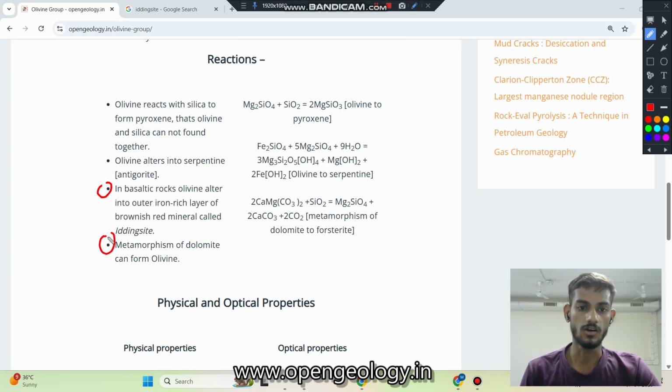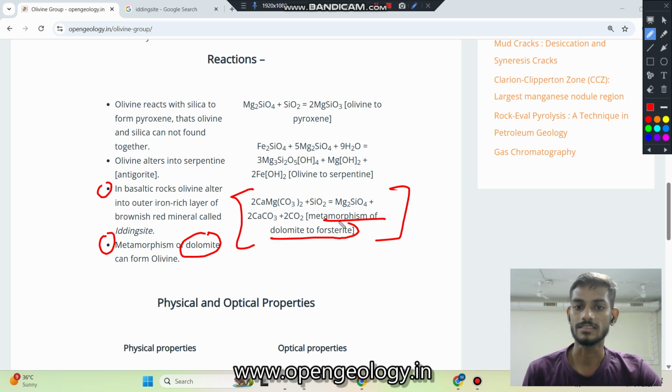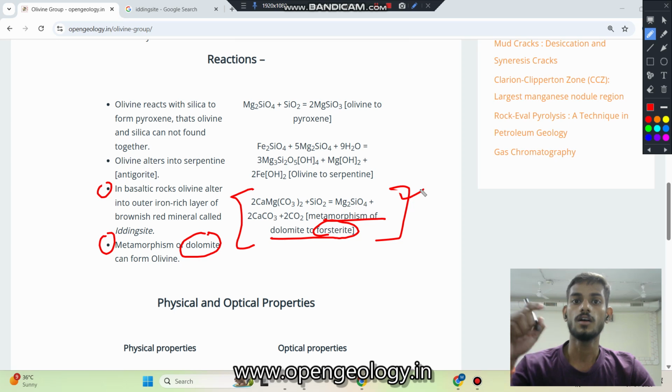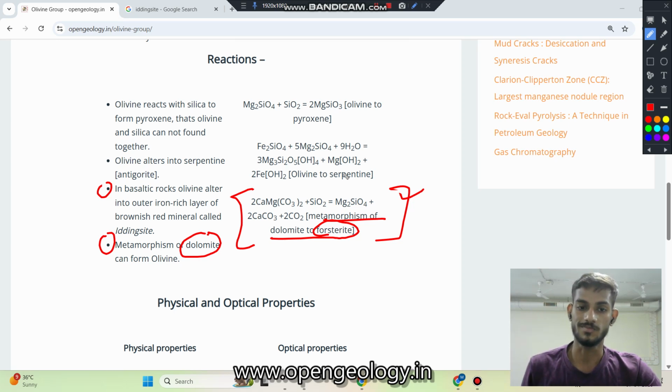Then olivine can be present in metamorphic rocks because of dolomite. So here is the chemical reaction, that metamorphism of dolomite can be converted into forsterite. This is how olivine in metamorphic rocks is present.